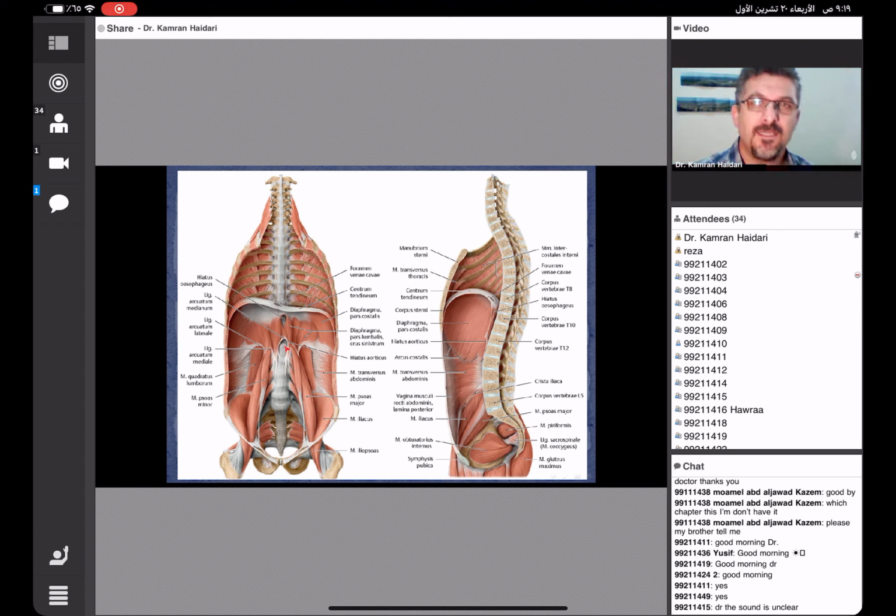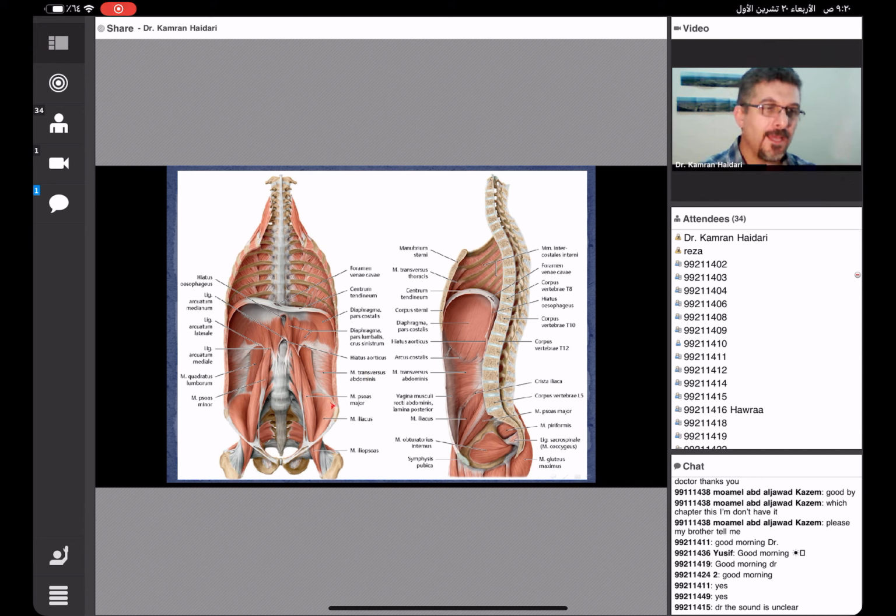Okay, it's better to keep in mind the levels of these orifices or hiatuses, it is important. T8, T10, T12. This one is for the aorta, the descending aorta. This one is for the esophagus, and this is for the inferior vena cava.